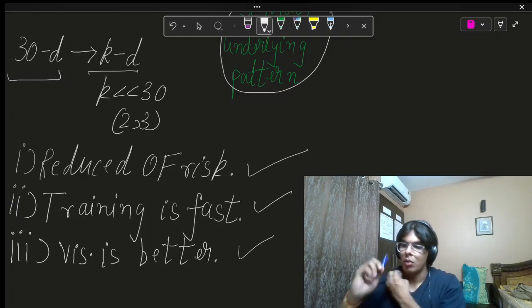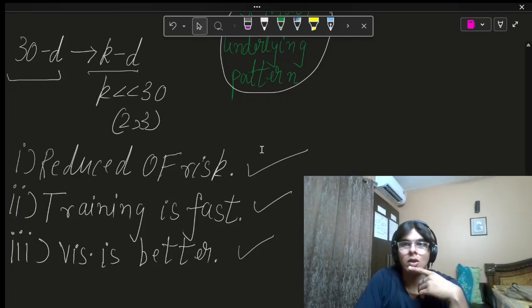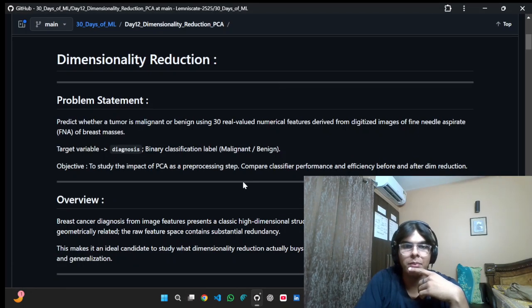Now let me quickly open the EDA which I have done in the code, so that we can get an idea as to what is happening. So this is the repo. I have left the link of the repo in the description. You are very welcome to check it out.